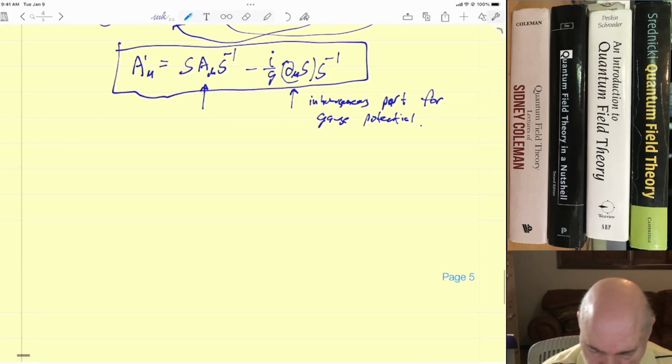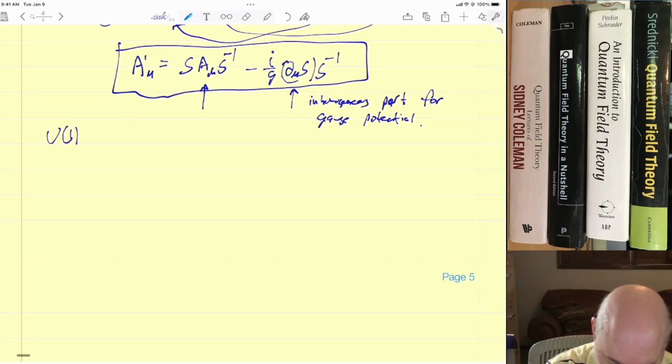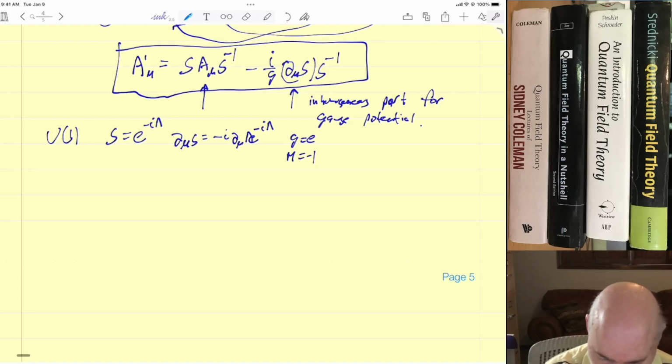Now let's just see how it works again. For U1, we have S equal to e to the minus i lambda. The partial mu of S is equal to minus i, the partial mu of lambda, e to the minus i lambda. We're going to make the substitution g goes to e and m goes to minus 1, and we'll end up with A prime mu equals A mu.